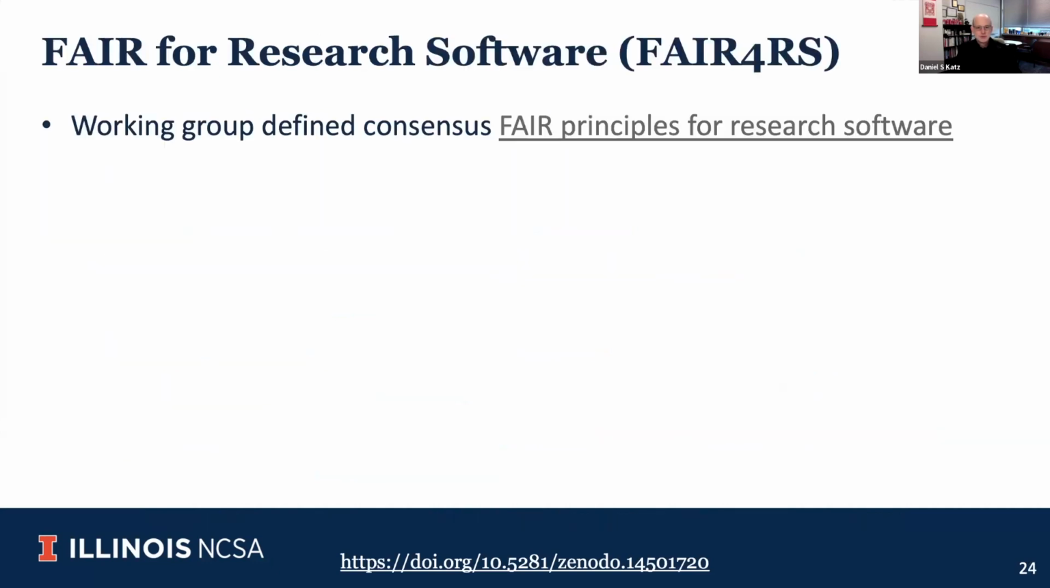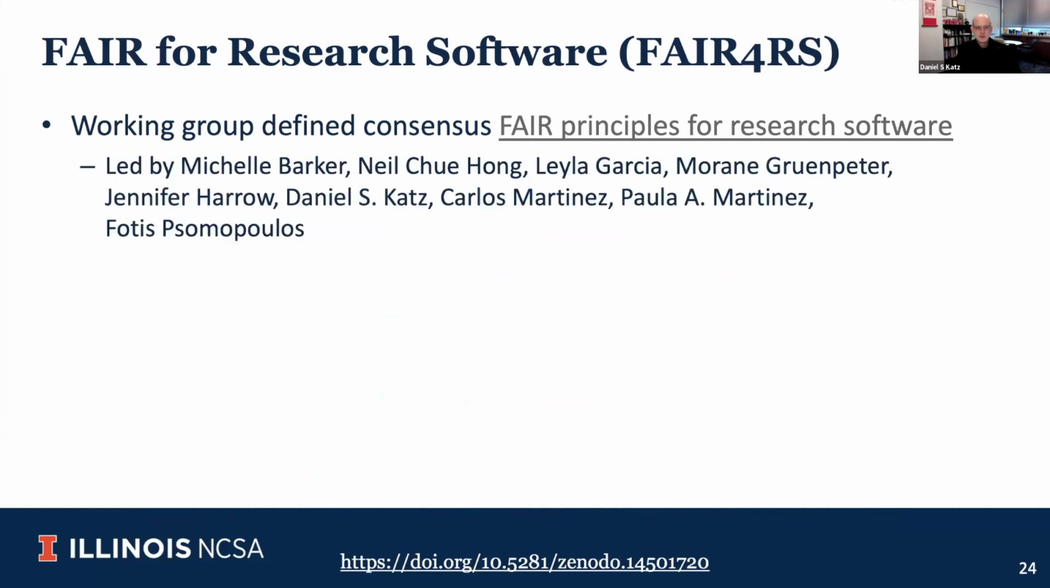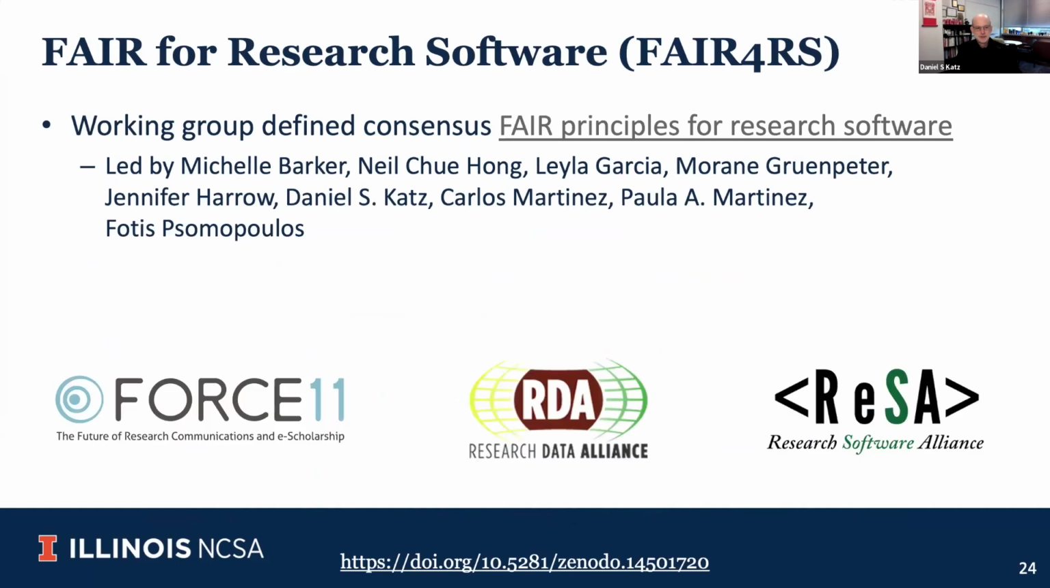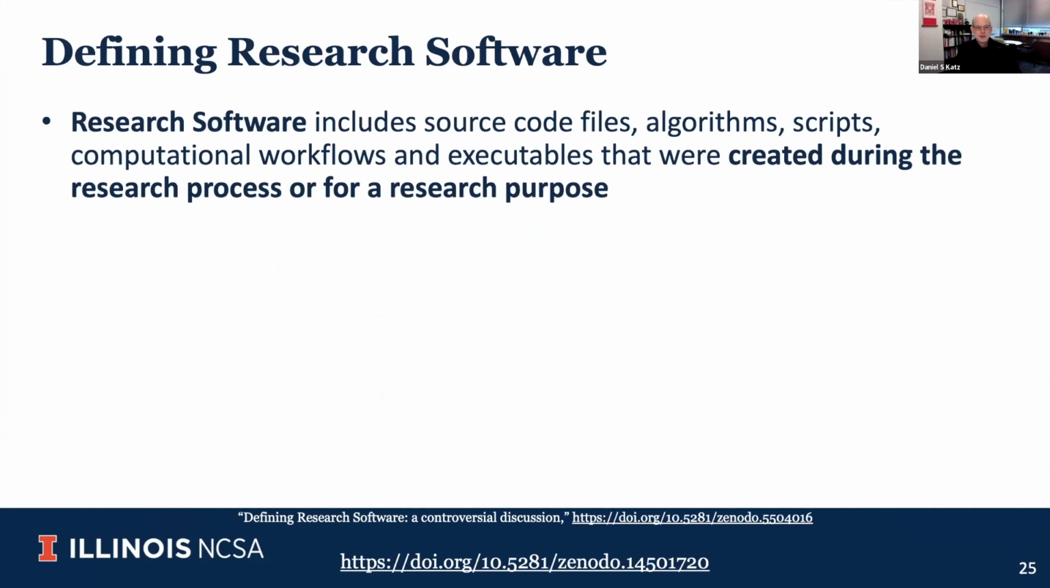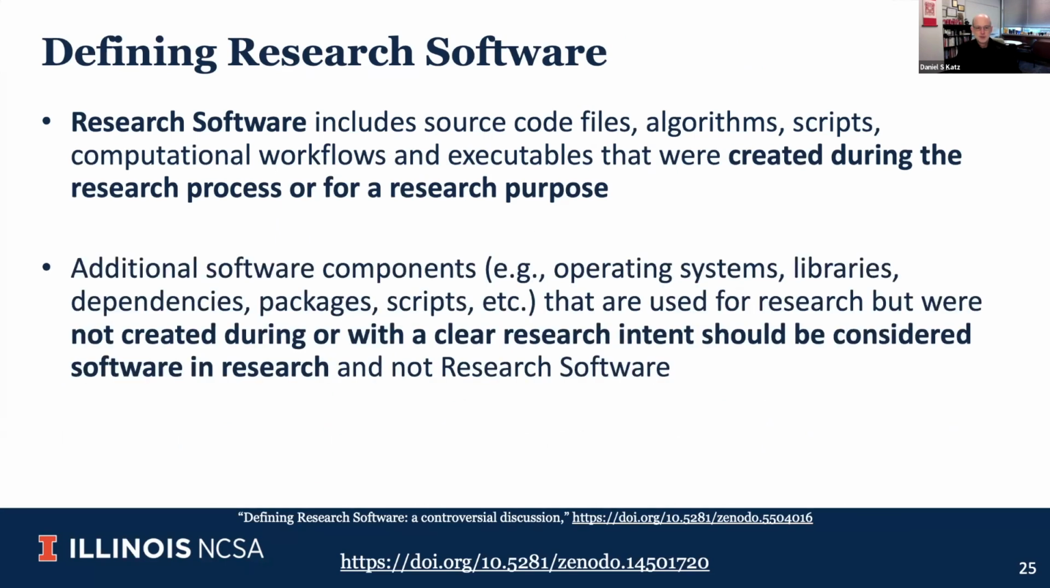So the FAIR for Research Software group then defined a consensus set of FAIR principles for research software. There were 9 of us that led this group. We did this under FORCE11 that I've previously mentioned, under the Research Data Alliance and under the Research Software Alliance, RSA. We first defined research software as including source code files, algorithms, and scripts and workflows and executables that were developed or created during the research process or for a research purpose.